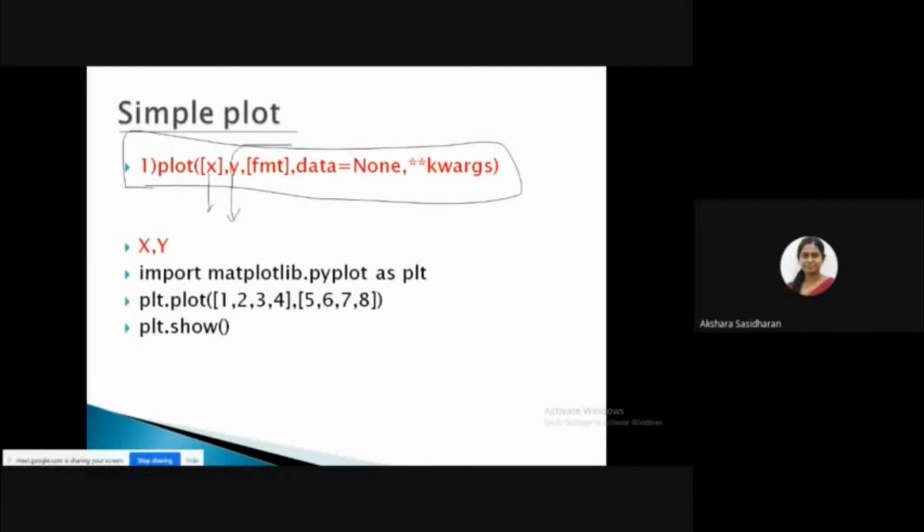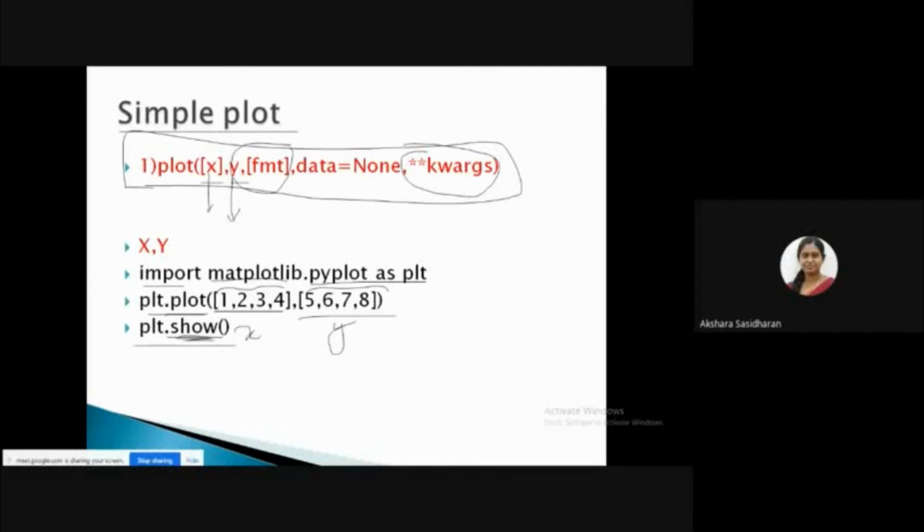I'm not considering the fmt or the keyword arguments. Just take x coordinates and y coordinates only. So you write import matplotlib.pyplot as plt, and plt.plot. This is the x coordinate and this is the y coordinate. The x coordinates and y coordinates are given as arrays. This 1, 2, 3, 4 is an array, and 5, 6, 7, 8 is an array. Then the plt.show function is used for representing or plotting the graph.